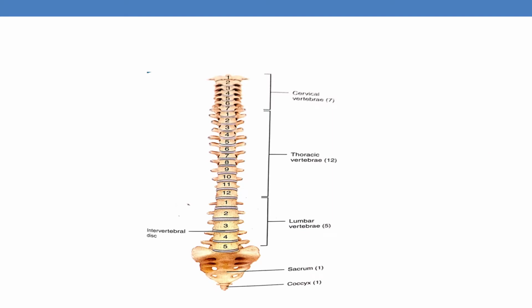So here you can see the diagram. 1 to 7, 7 cervical vertebrae, 1 to 12, 12 thoracic vertebrae, and 1, 2, 3, 4, 5, 5 lumbar vertebrae. In between, the grey colored thing is the intervertebral disc, then the sacrum and coccyx.